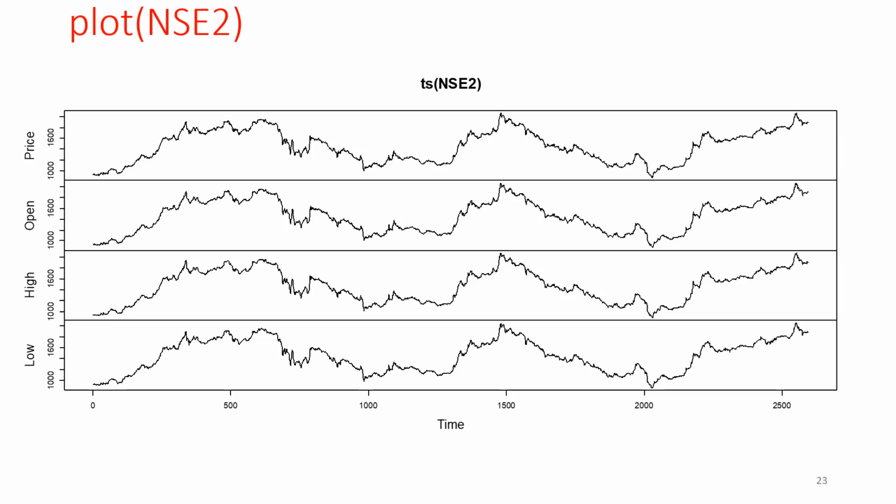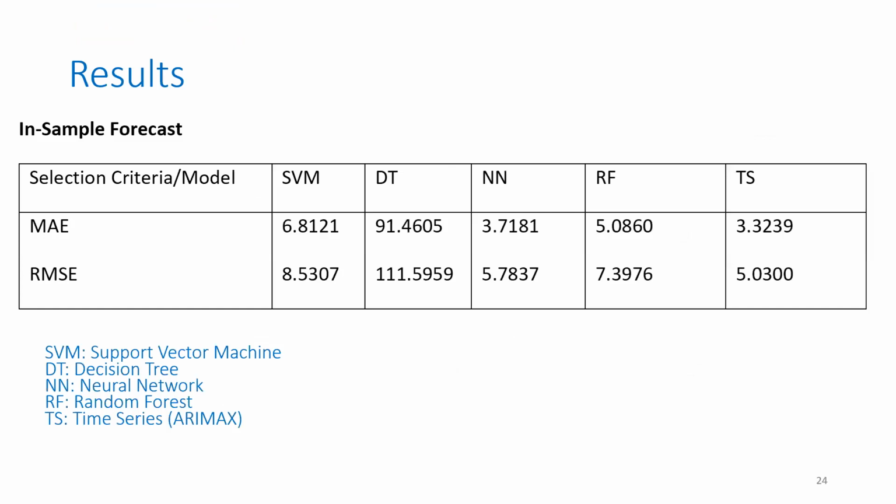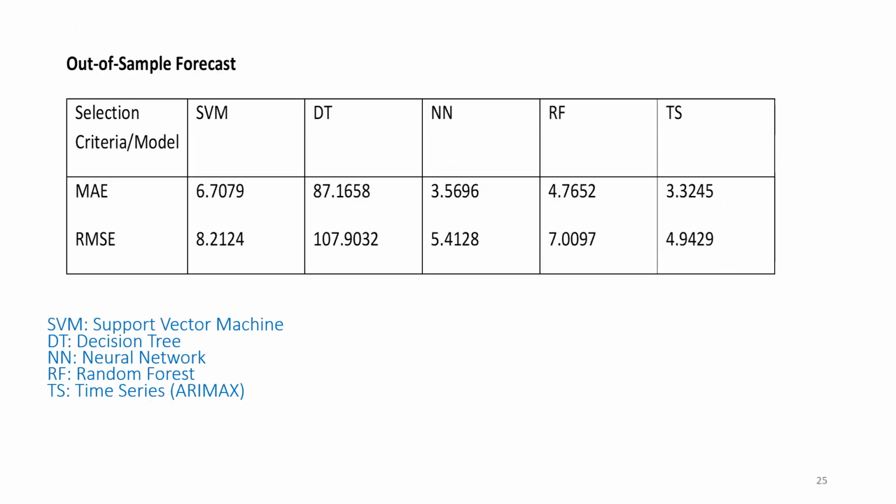If you look at the in-sample forecast, we see that the technique with the lowest mean absolute error and root mean square error is the neural network, followed by the ARMAX model. For the out-of-sample, where we use the prediction to compare with the actual, we also see that the neural network performs better, followed by the time series. All the same, we see that machine learning is doing well, and the time series techniques are also not doing badly.